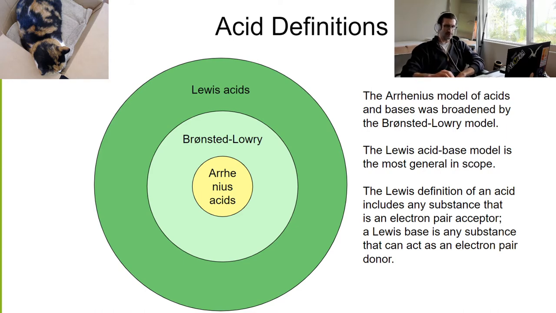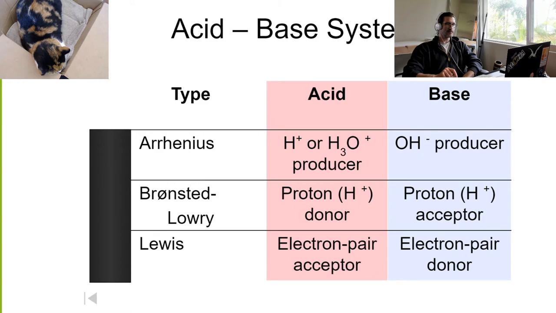More of the same with a different picture and different words. The Arrhenius model of acids and bases was broadened by the Bronsted-Lowry model. And the Lewis acid-base model is the most general. It can include things that don't have hydrogen in them, so we're going to ignore it for now. Same picture, different colors, because some people can't see green and red. Acid-base systems. Arrhenius says that an acid is an H3O+ or H+ producer, and a base is an OH- producer.